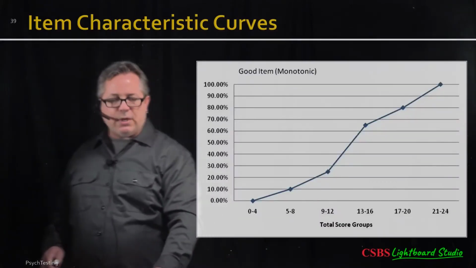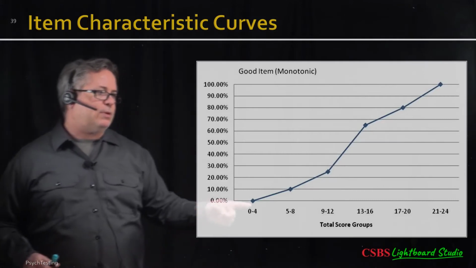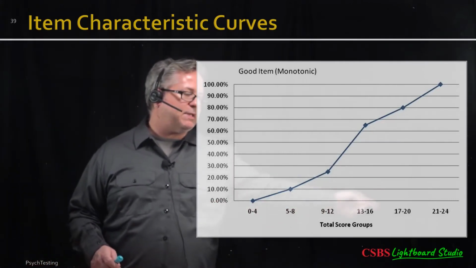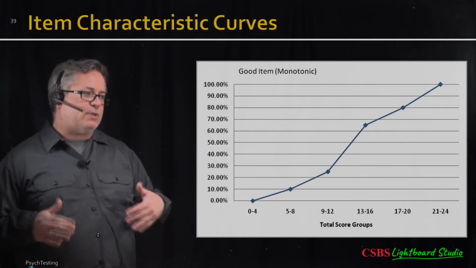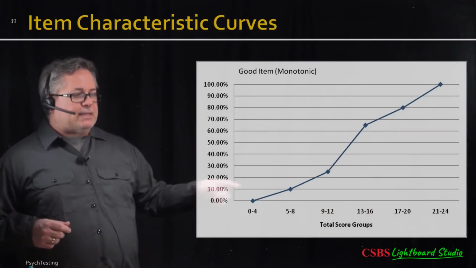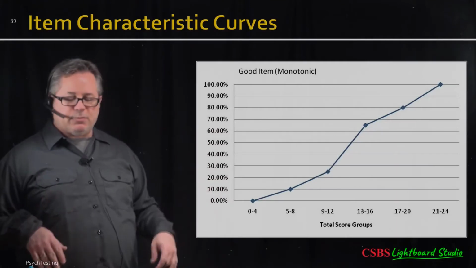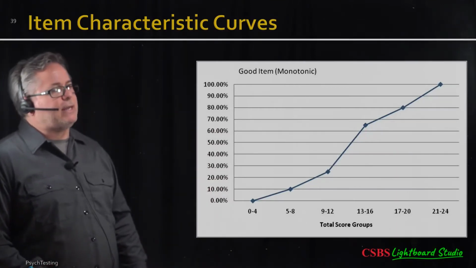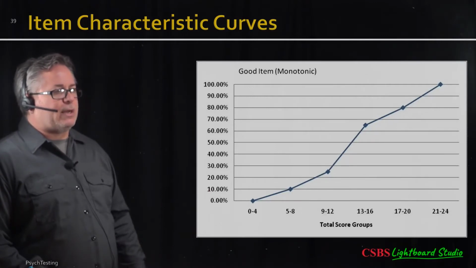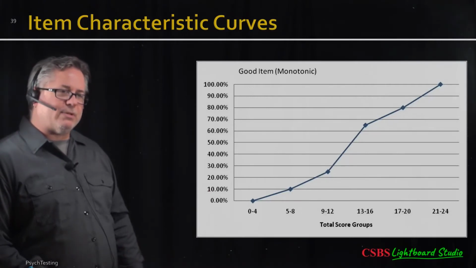So good items. Here I only have 1, 2, 3, 4, 5, 6 total score groups. These aren't rest scores, so it does have that issue that the item we're looking at is actually built into this, but it still gives us a pretty good approximation. You see this says good item, and next to it, monotonic. Does anybody know what monotonic means?